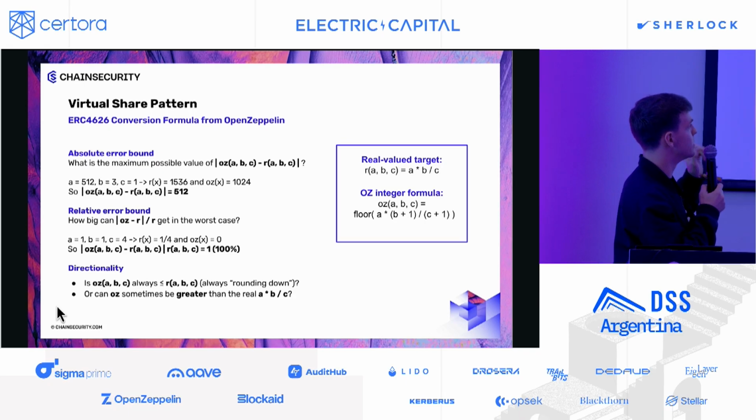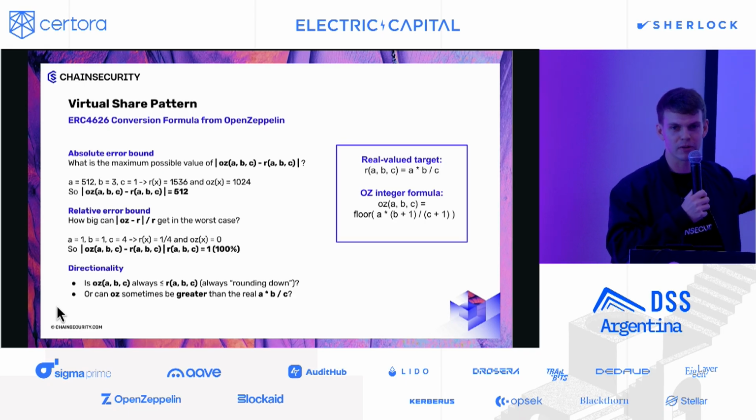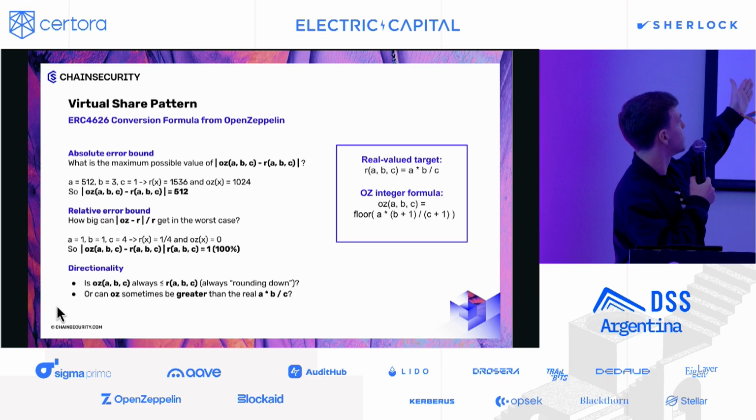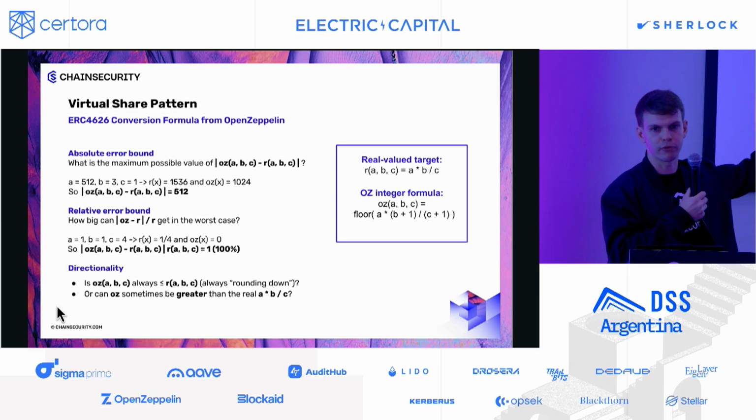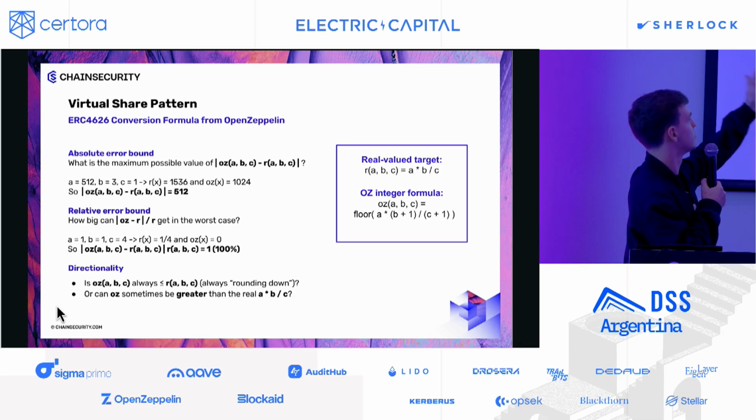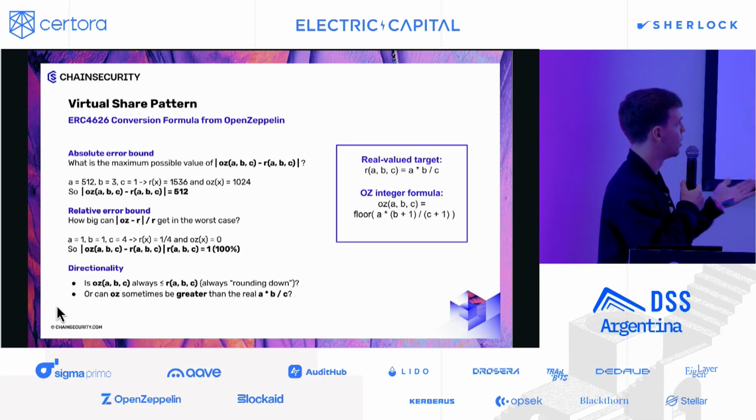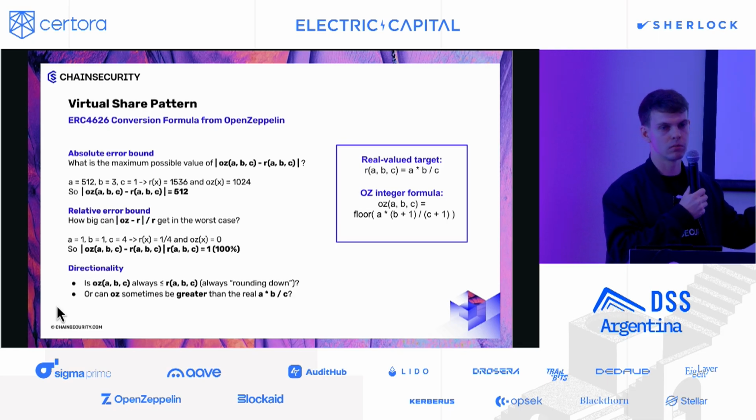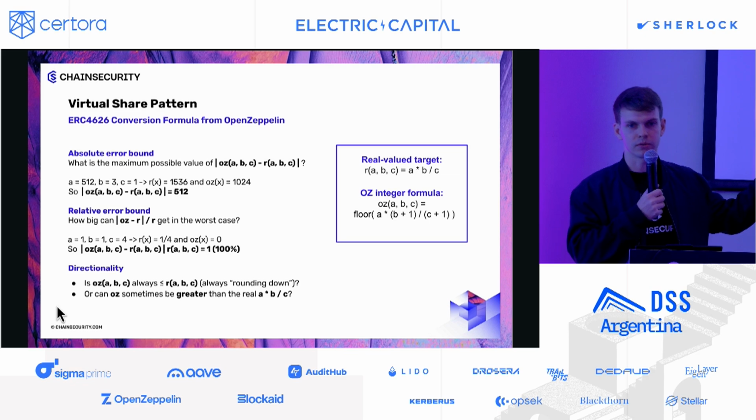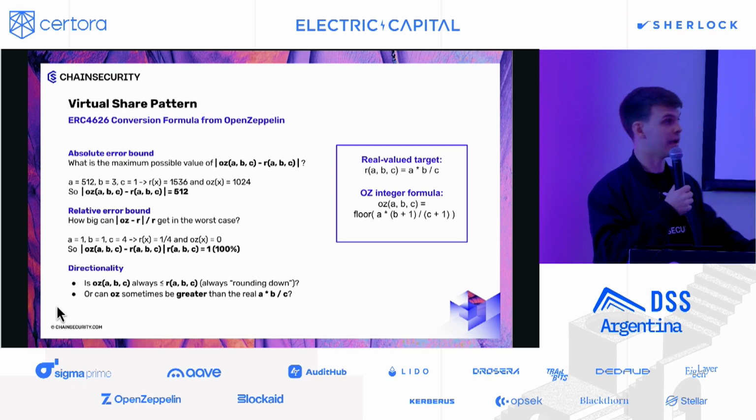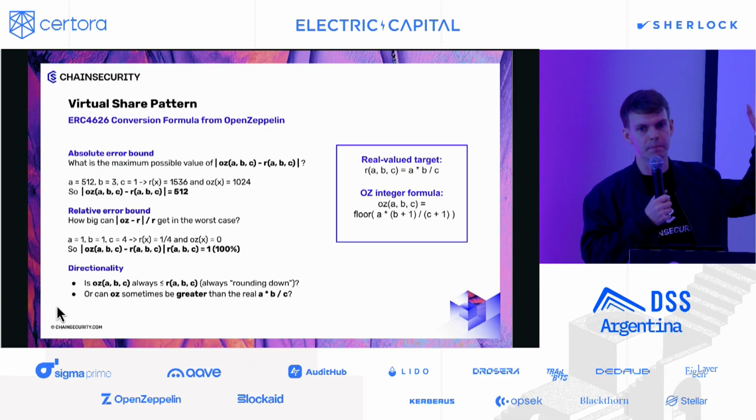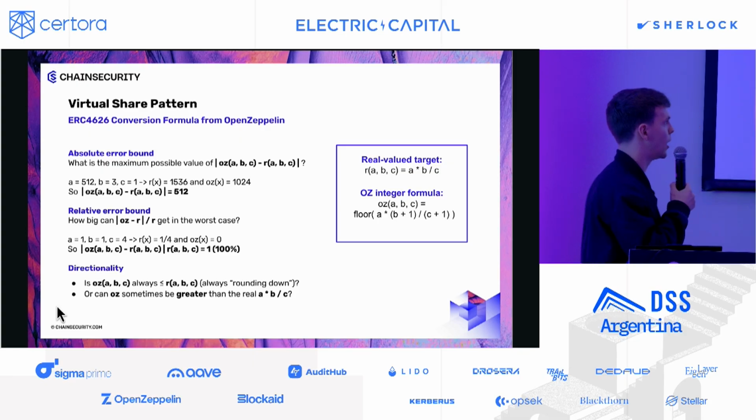you can actually be 100% off if you take small numbers, of course, because if you have A being 1, B being 1, and C being 4, the real value is 1/4, right? We just have 1 times 1 divided by 4, it's 1/4. The OpenZeppelin formula is going to give you 0, because you do 1 times 4, and then you divide 1 times 1, and then you divide it by 4, then you get 0, it's going to round down, right? So you can be 100% off for small numbers, and you can be really far for big numbers.